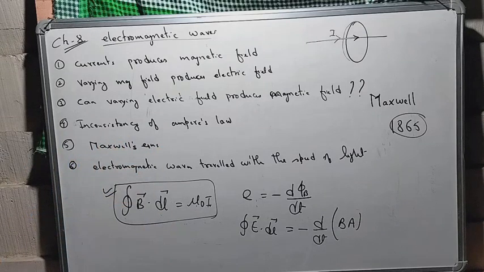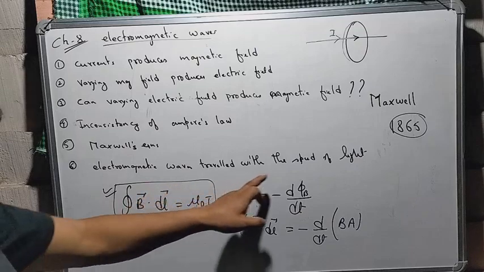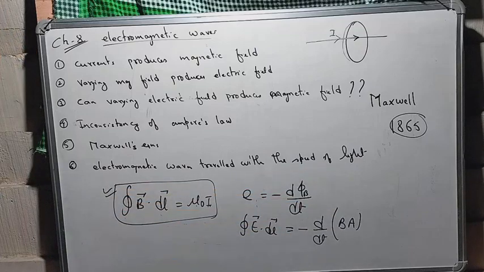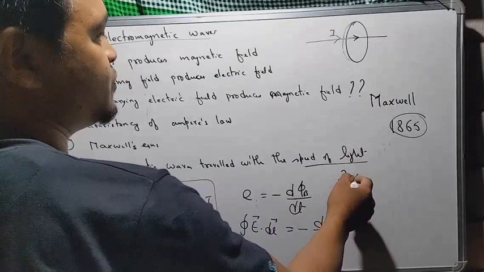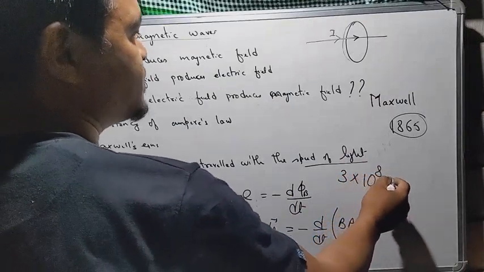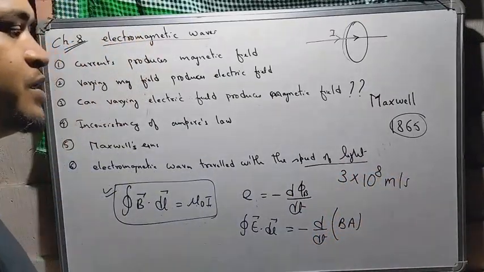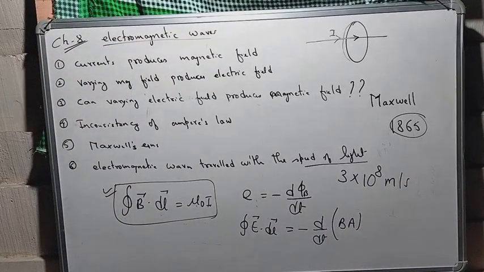These Maxwell's equations consist of 4 equations, and these 4 equations are very important. With Maxwell's equations, we will study the nature and characteristics of the electromagnetic wave. Maxwell also further showed that the electromagnetic wave always travels with the speed of light. When I say speed of light, it means 3 into 10 to the power 8 meter per second. So this is the velocity of the electromagnetic wave.